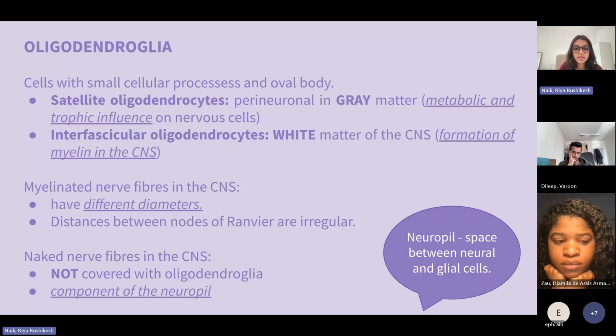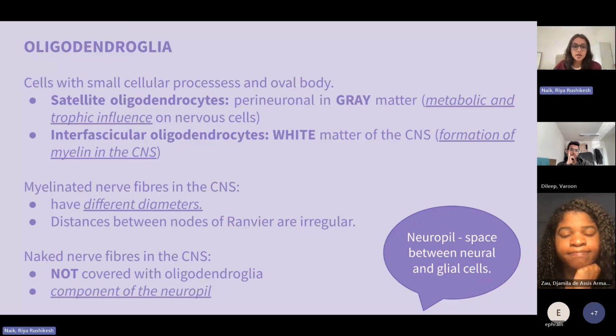Whereas the interfascicular ones are only found in the white matter of the CNS, and they help in formation of the myelin in the CNS. So this part is very important. Oligodendrocytes, especially the interfascicular ones, help in formation of the myelin in the CNS. Does anyone know what helps in the formation of myelin in the PNS? All right, I'll get back to that later on then.